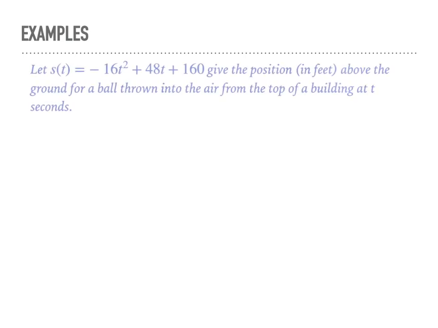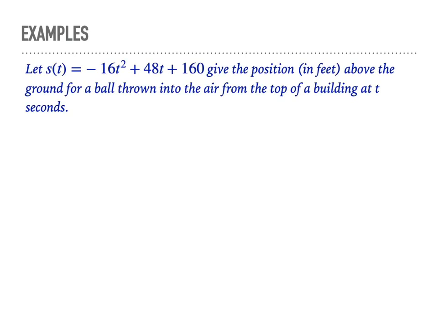Let's do an example. Let the following position function give the position above the ground for a ball thrown into the air from the top of a building. We have to find the initial velocity. Essentially, we have to solve for v of 0. So when t equals 0, find the velocity.